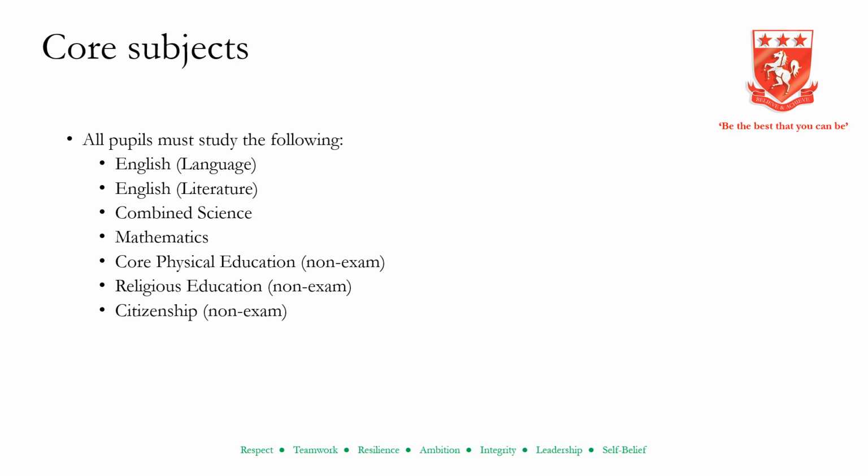On this slide you will see all of the compulsory core subjects that you will need to study. There are 7 of them, 4 of which are examined and are listed as English language, English literature, combined science and mathematics. Physical education, religious education and citizenship, although they will be studied, are non-examined unless you decide to choose them as an option.